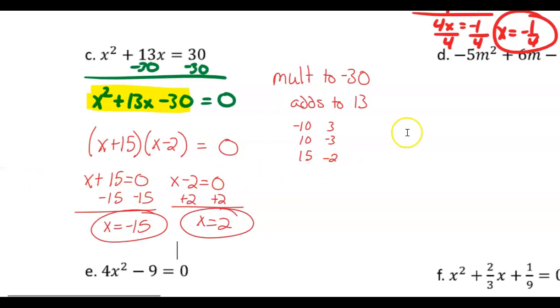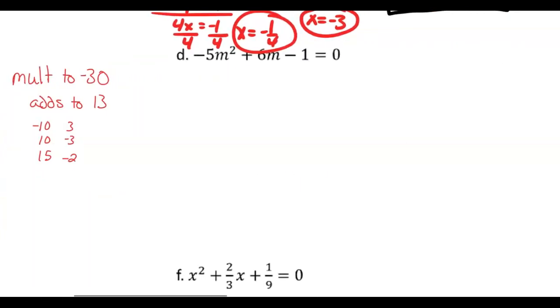Okay, let's keep going. So on D, this one is already equal to 0. However, I see it's one of those special cases. If you notice, it starts with a negative, and when the a value starts with a negative, remember you're supposed to factor it out first, okay? So we can factor it out. We can put a negative, and that's going to make it be 5m squared. And then instead of plus 6m, it switches to minus 6m. Instead of minus 1, remember it switches to plus 1. Okay, it's already equal to 0, so we're ready to factor.